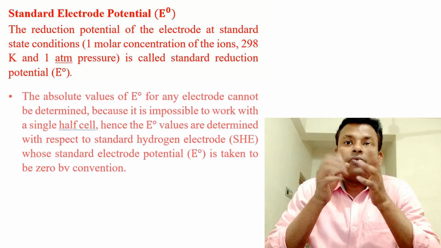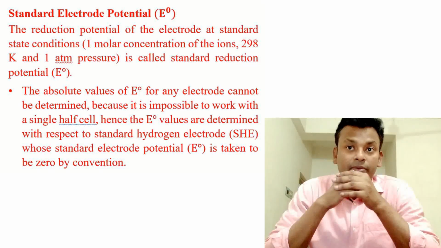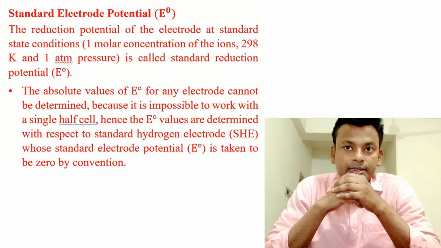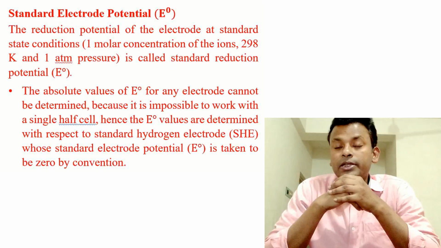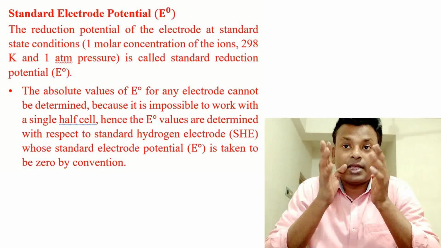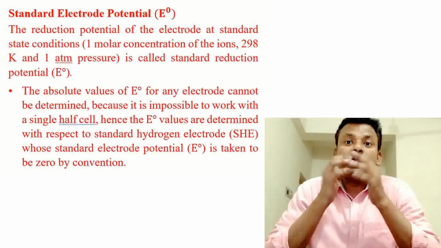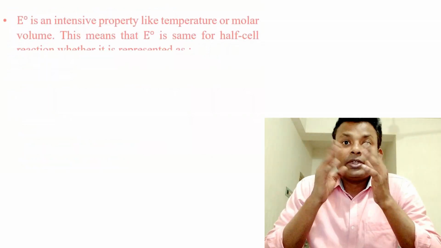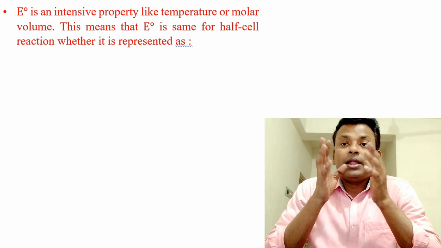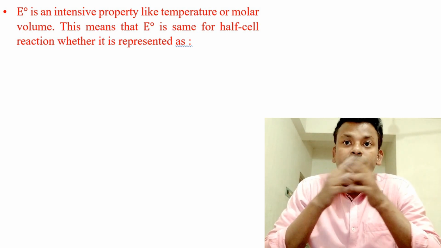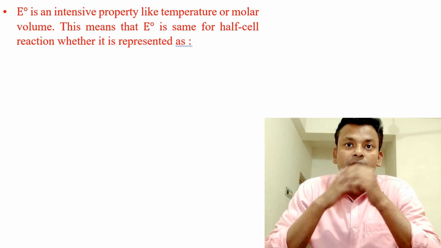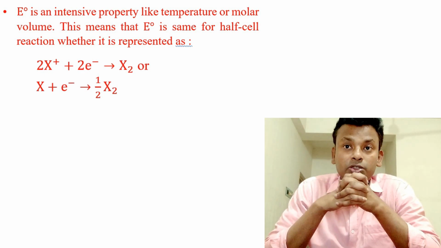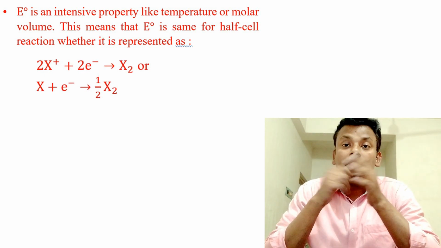The absolute value of E0 for any electrode cannot be determined because it is impossible to work with a single half cell. Hence the E0 values are determined with respect to the standard hydrogen electrode, that is SHE, whose standard electrode potential E0 is taken to be 0 by convention. E0 is an intensive property like temperature or molar volume. This means E0 is the same for a half cell reaction, whether represented as 2X plus 2 electrons equals X2 or X plus electron equals half X2.